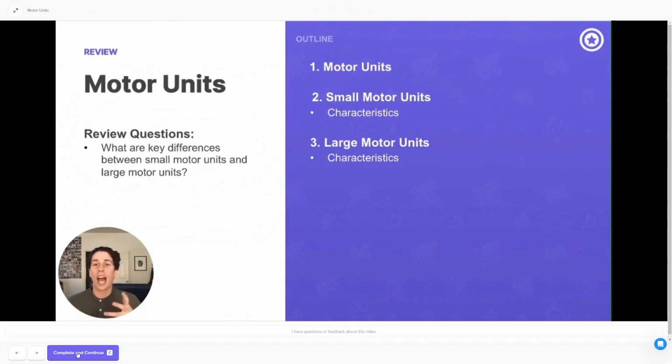So I want you to think about how many fibers are in each one, what kind of movements they're going to produce. So go ahead and think about those differences between the small motor units and the large motor units. And hopefully this video will have helped you get those down because these will be important for test day.